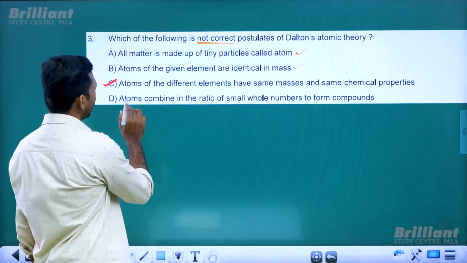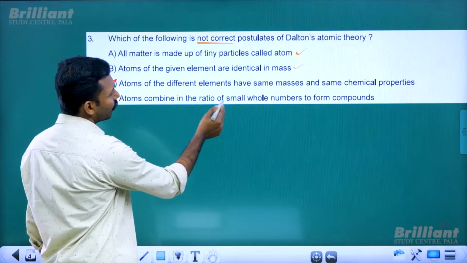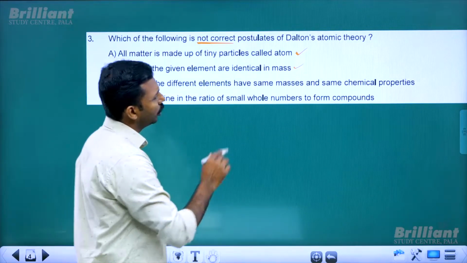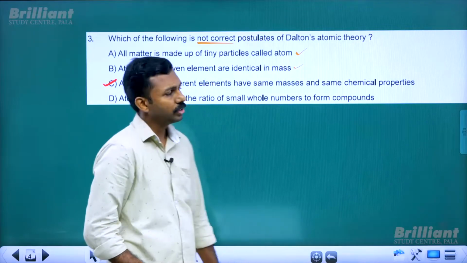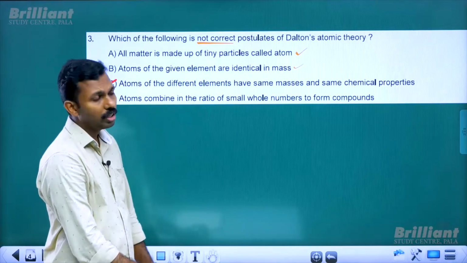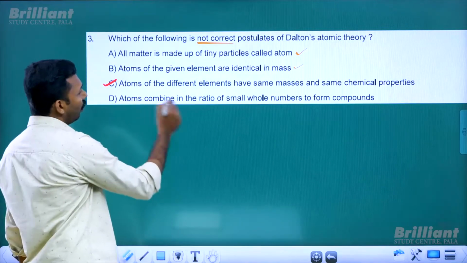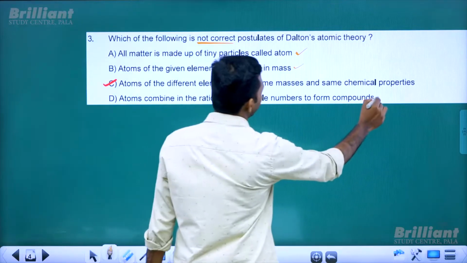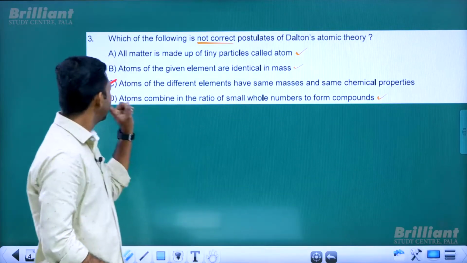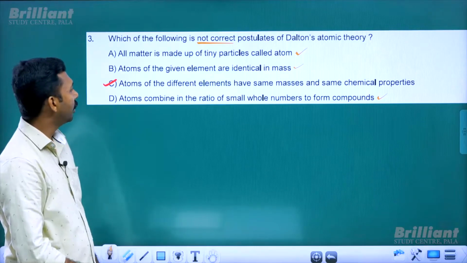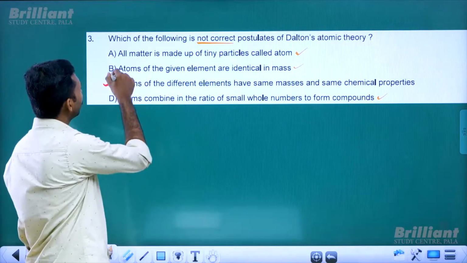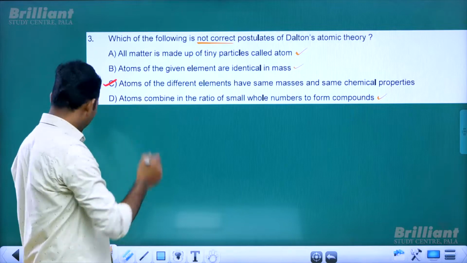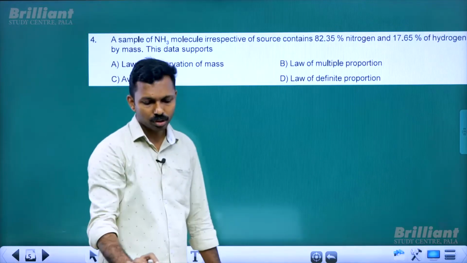And the fourth option is atoms combine in the ratio of small whole numbers to form compounds. That is also correct according to Dalton's atomic theory. So, all statements except C are correct for Dalton's atomic theory. So, answer option for our third question will be C. Okay. Now, going to the fourth question.